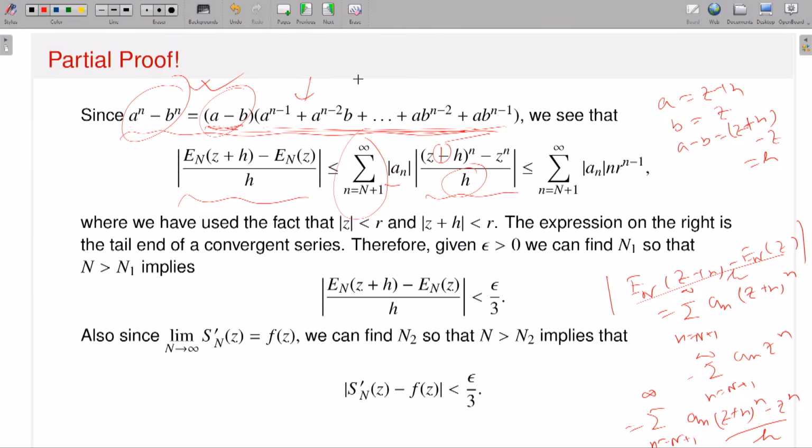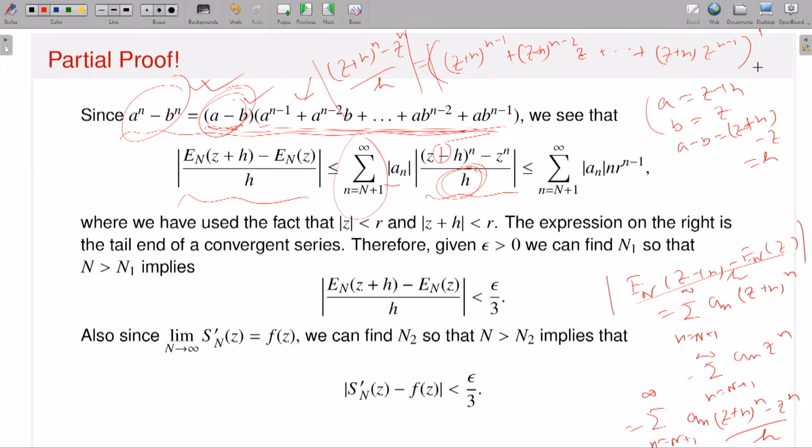So if I write ((z plus h) to the power n minus z to the power n) divided by h, using this formula it turns out to be (z plus h) to the power n minus 1, plus (z plus h) to the power n minus 2 times z, and so on and so forth, then you will have (z plus h) times z to the power n minus 2, and then z to the power n minus 1. So this is the object, where a is z plus h and b is z. One h gets cancelled because of this factor, and the denominator is h.